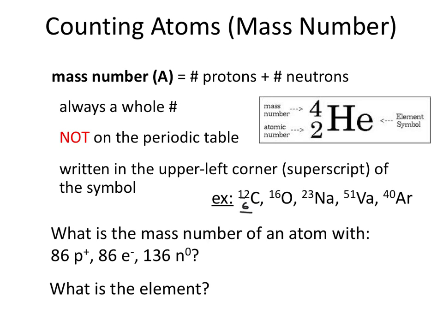So let's go ahead and look at some information about an element. Okay, so what is the mass number of an atom with 86 protons, 86 electrons, and 136 neutrons?